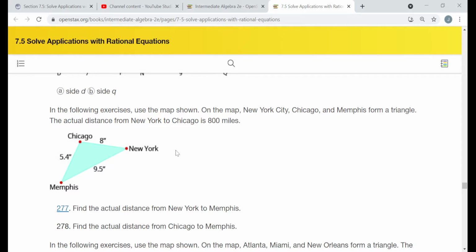And we're asked to translate these to actual distances. They tell us New York to Chicago is actually 800 miles. So then what would be the distance from New York to Memphis and Chicago to Memphis? All right. So I'll actually draw another picture here and come back with this example.